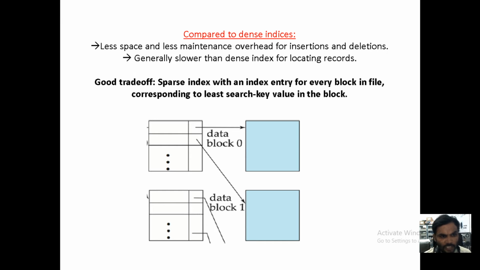For sparse indices, the index entry is for every block in the file, corresponding to the least search key value in the block. This is the sparse index with an index entry for each block of the file. The blue color is the block file, and this is the index entry. The index entry points to data block 0. Again it takes block 1, data block 1. The starting index of the array is 0, so here also we mention 0. The second index entry points to data block 1.